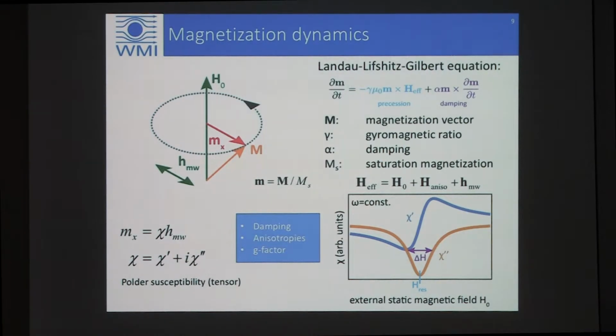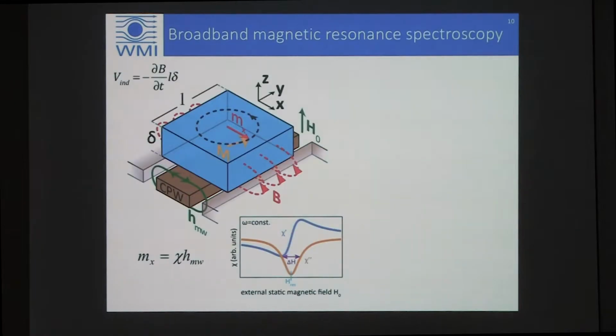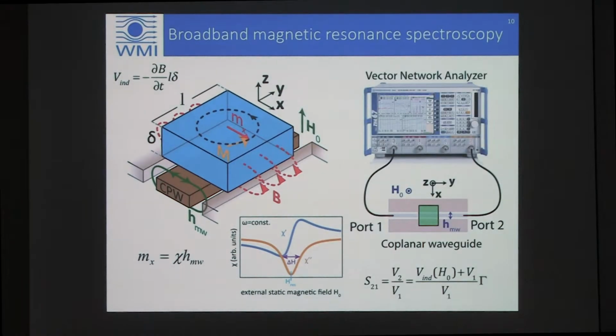And the nice thing about the broadband magnetic resonance technique is that when we do these measurements, where we place a sample, with some dimensions of length L and thickness delta, on top of our coplanar waveguide, we're actually able to use a vector network analyzer to measure a property which will turn out to be directly proportional to the susceptibility. So that's, of course, very powerful for quantitative analysis.